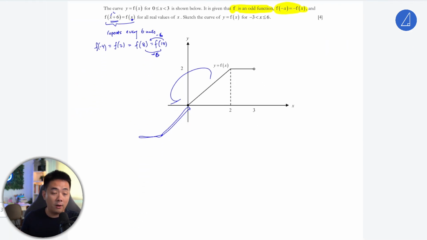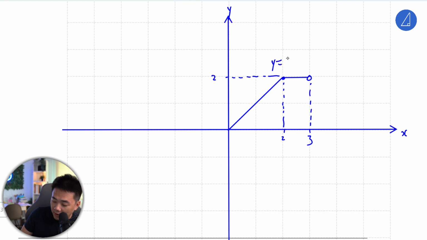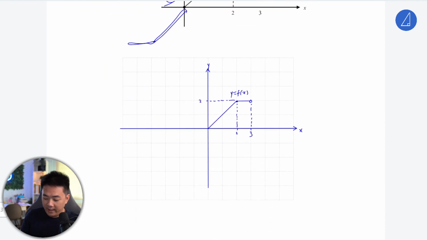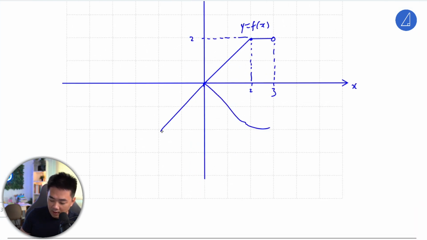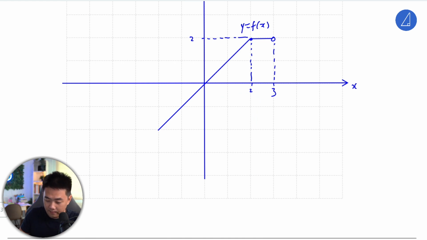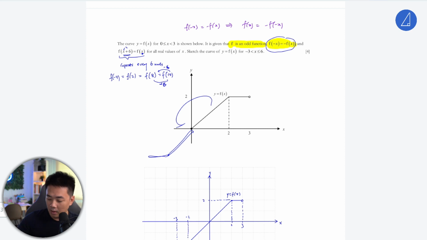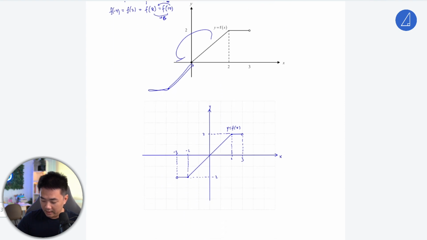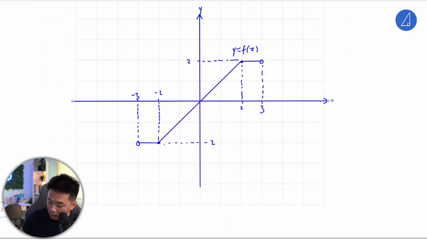So how do we draw this graph? This is the graph we're looking at, y equals f(x). Just remember to draw to scale. Use your ruler and draw to scale. Firstly, draw the odd function. The odd function means we reflect about the y-axis, then rotate. So this is the shape we're looking for, the odd function. I'm just extending this here. But the problem now is that we need to draw from negative 3 to less than 6, so I need to extend this domain. The domain is negative 3 to 6.